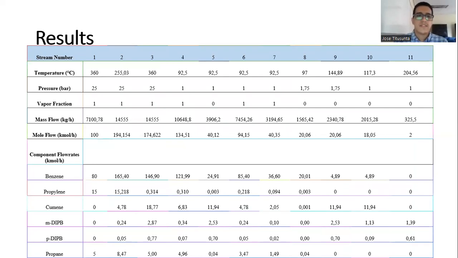Now, with the simulation results, I would like to compare the fresh feed, which is stream 1, which has a mole flow of 100 kilomoles per hour that consists of 80 kilomoles per hour of benzene, 15 kilomoles per hour of propylene, and 5 kilomoles per hour of propane. And the product stream, that is stream number 10, which has 18.05 kilomoles per hour, which consists of 4.89 kilomoles per hour of benzene, 11.94 kilomoles per hour of Cumene, 1.13 kilomoles per hour of MDIPB, and 0.09 kilomoles per hour of PDIPB.